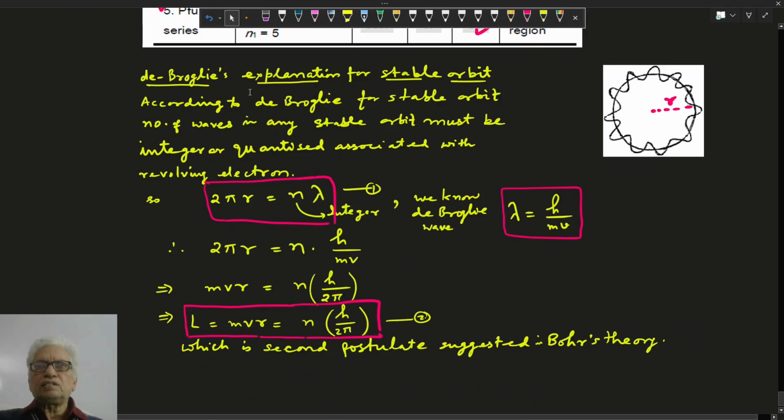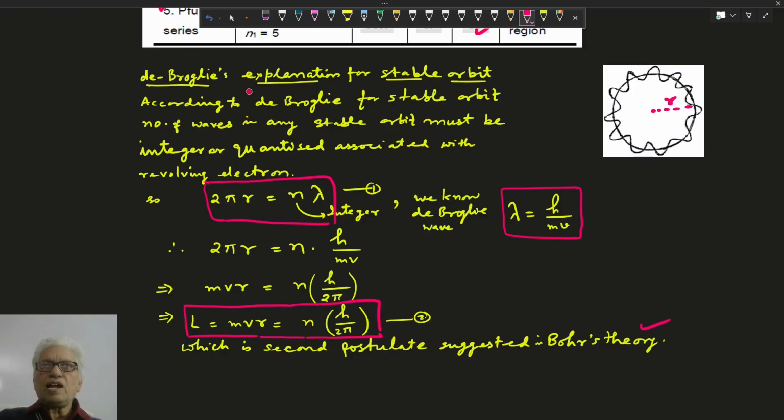Now de Broglie gave the statement for the fixed stable orbit differently than the postulates given by the Bohr theory, but ultimately both are the same. According to de Broglie, for a stable orbit, the number of waves in any stable orbit associated with the revolving electron must be integral, or quantized. Here the number of wavelengths must be an integer; a fraction is not possible, and if it is a fraction, the orbit is not stable. So as per de Broglie, the distance, the perimeter 2 pi r, is equal to n lambda.